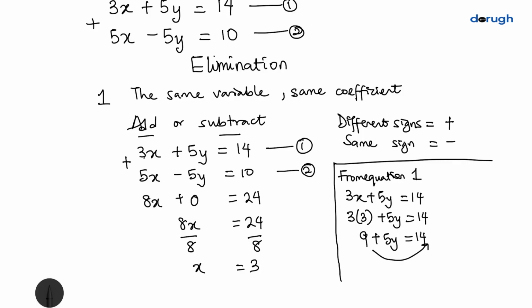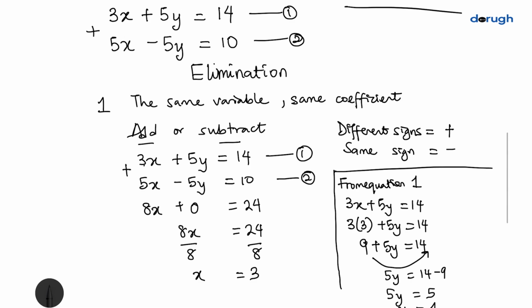So again, we'll take this 9 over to the other side to collect like terms, and that will give you 5y equals 14 minus 9. 5y equals 5, and therefore y equals 1. Alright, so for this simultaneous equation, the solution is x equals 3 and y equals 1.